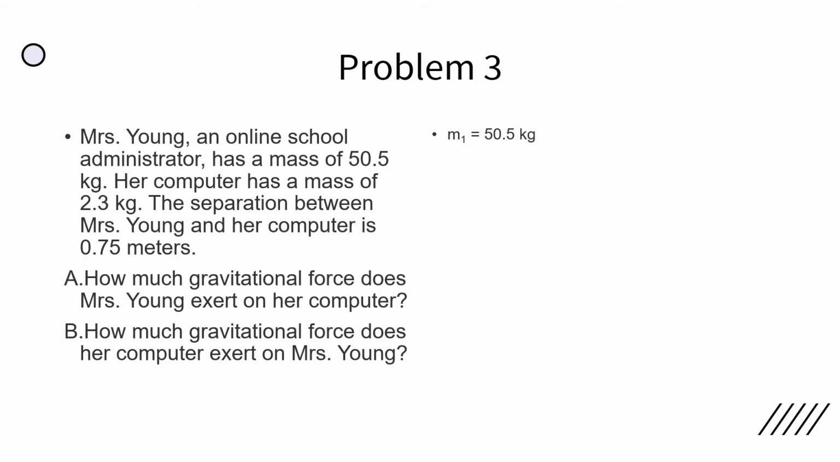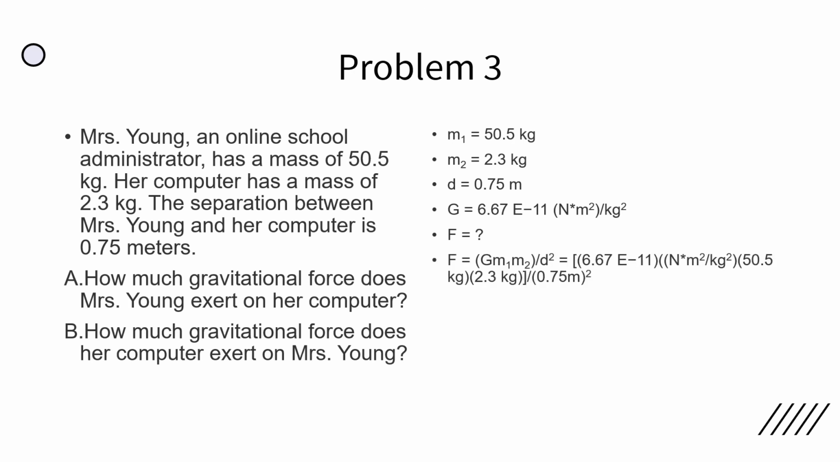So, first of all, remember, you have to list the givens. We have the first mass, that is from the administrator. We have the second mass from the computer. We have our distance. And of course, we have the value for G. And of course, we are looking for the force that actually they are producing among each other.